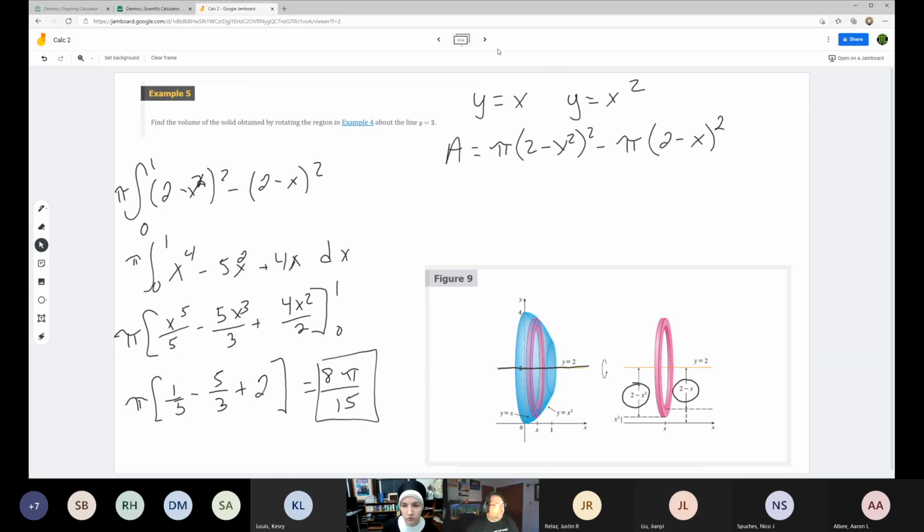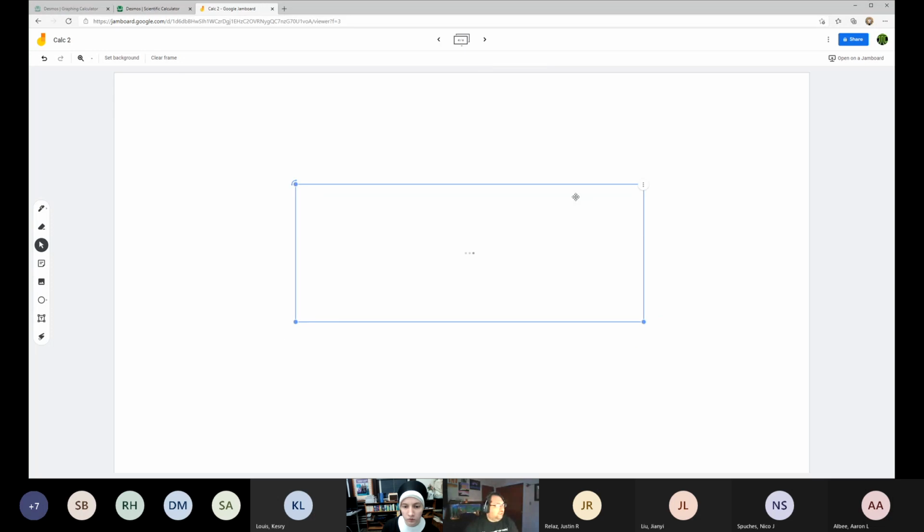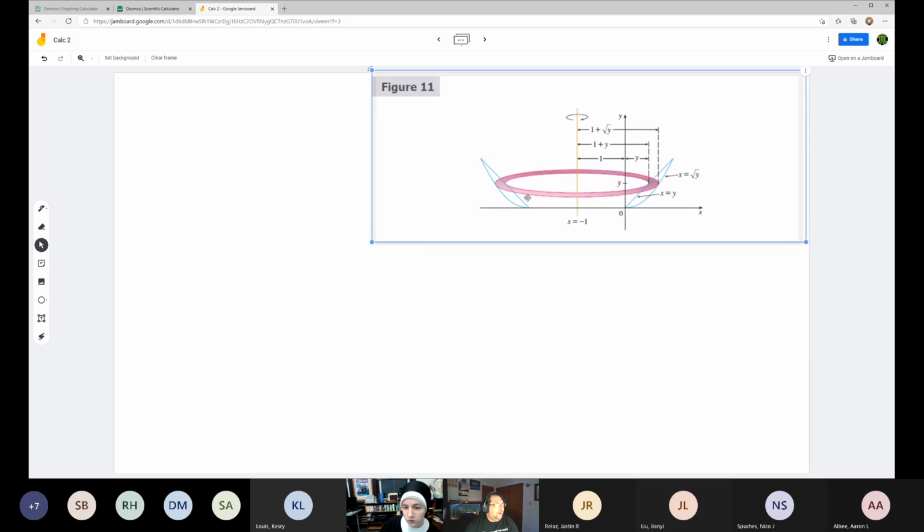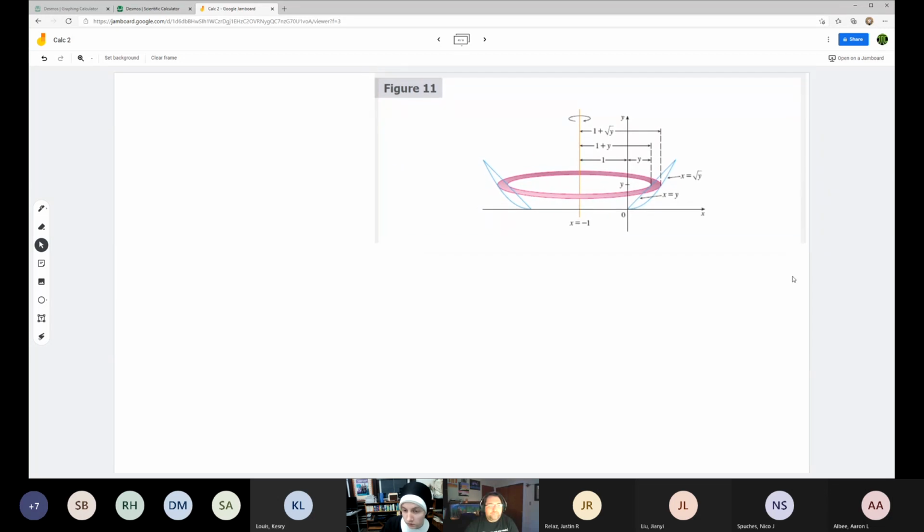All right, we're going to do the exact same shape, actually. We're going to do the exact same functions. But this time, we're rotating around x equals negative 1. So same functions: I have y equals x and y equals x squared. But this time I want to rotate it around x equals negative 1.